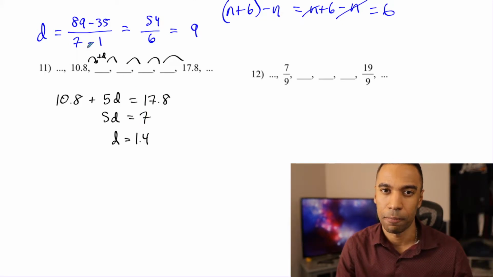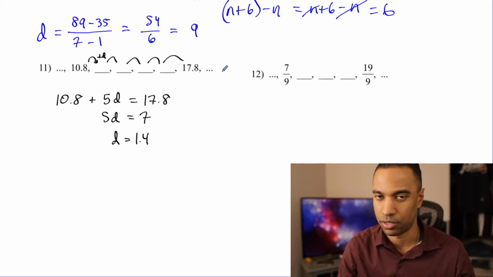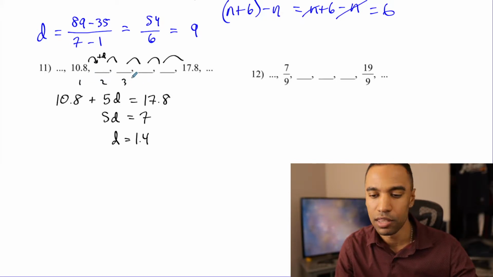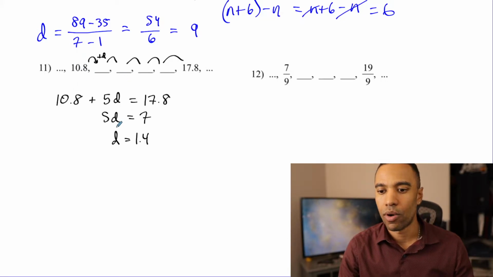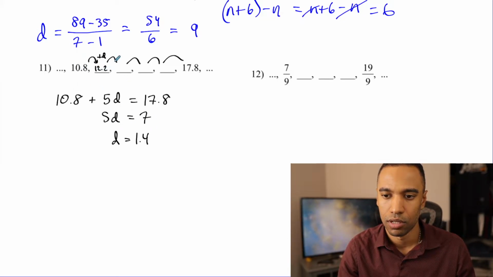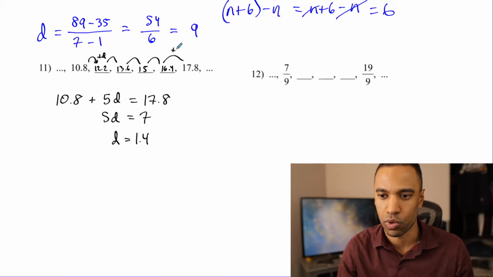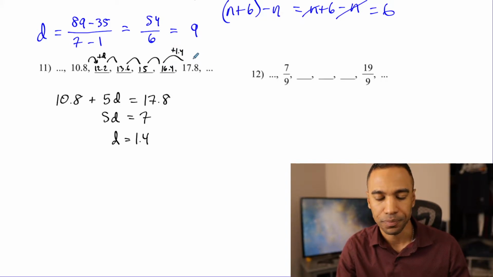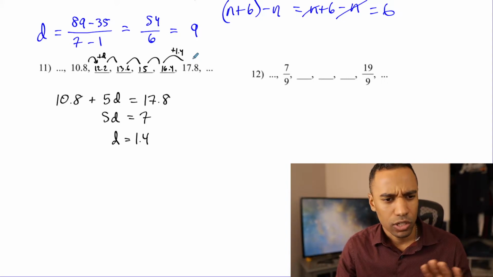No one ever said that the term values had to be integers. Even though the term positions themselves, for instance, would have to be integers, the values don't have to be. So 10.8 plus 1.4 here is 12.2, plus 1.4 is 13.6, and then we get 15.0, or you can just say 15, to 16.4, and indeed plus 1.4 gives me 17.8. So that cleans up.